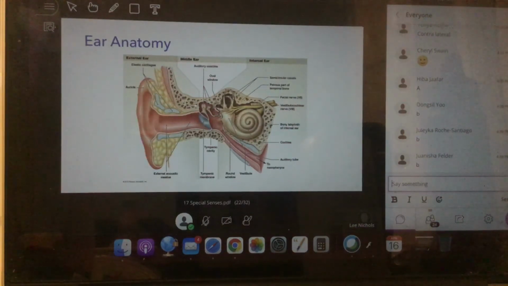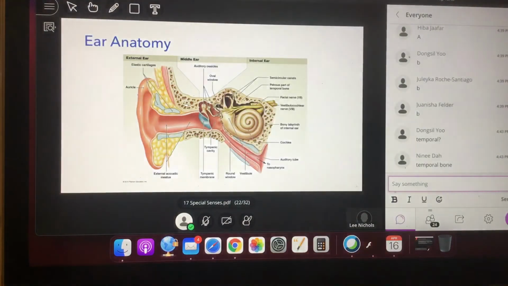I'm not going to point it out. I want to see if you can guess or just find it. What bone is your ear embedded in? Your ear structures. Yeah, the temporal bone. All of this is within your temporal bone. Exactly. And some of this is just cave-like twisting tubes within the bone itself.